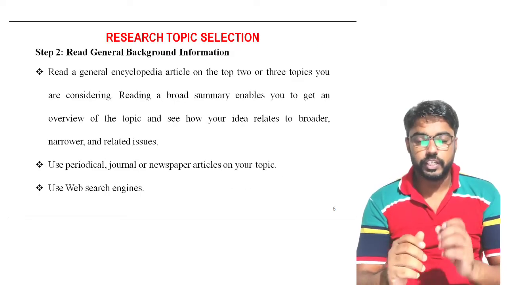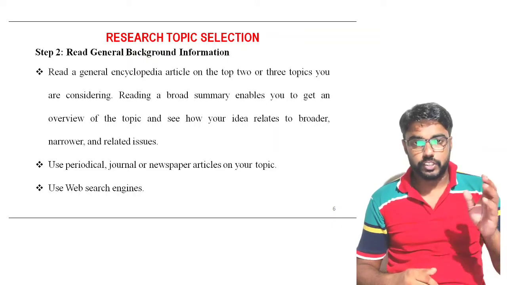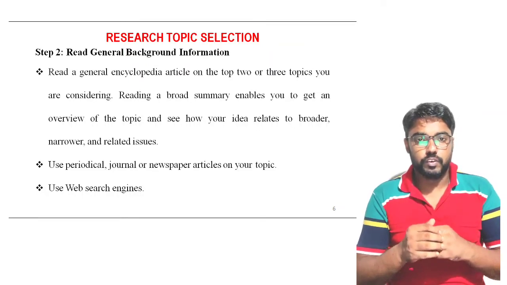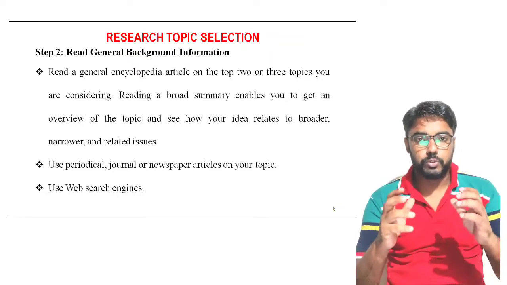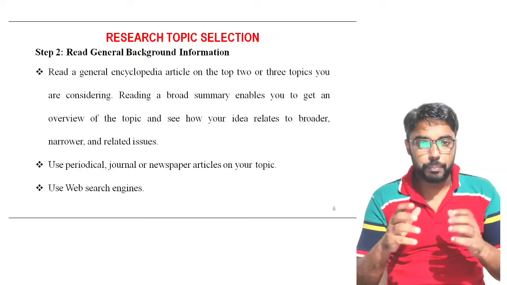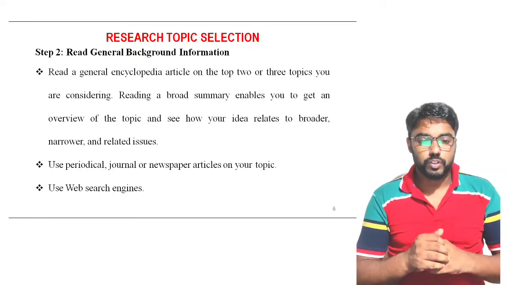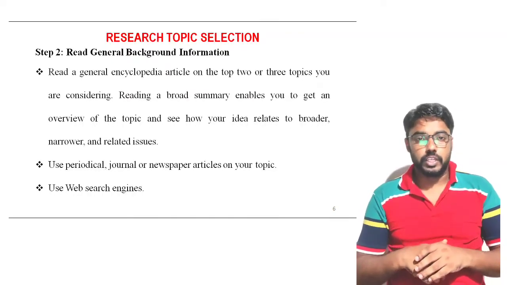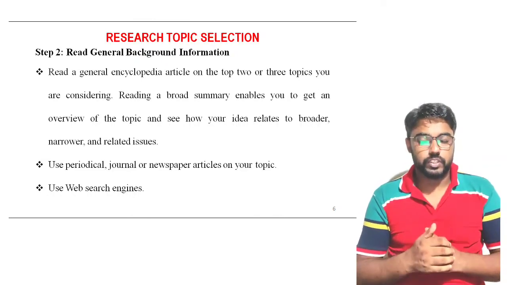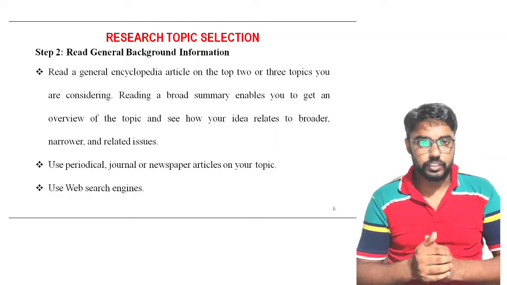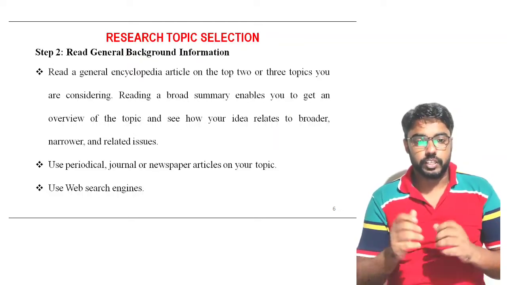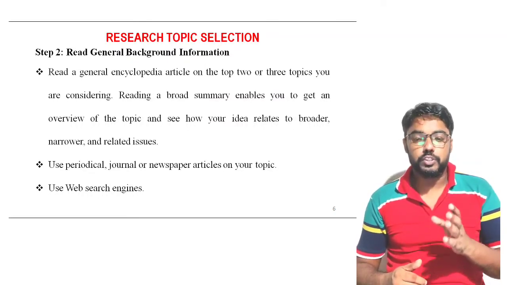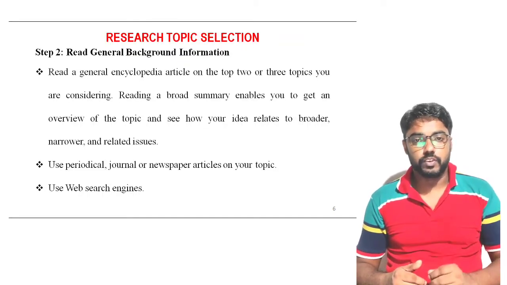And the second step is read general background information. If you have some ideas on two or three topics, you have to read a general encyclopedia article to know the basics or a summary about your selected ideas. Read a general encyclopedia article on the top two or three topics you are considering.